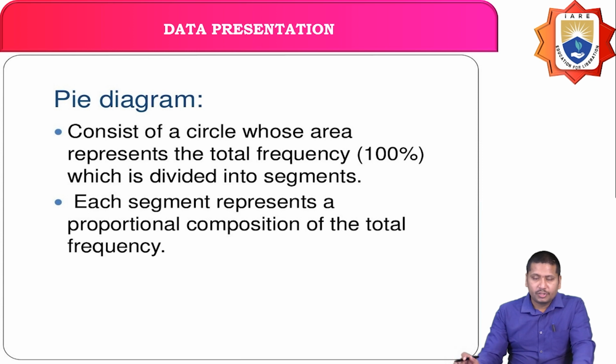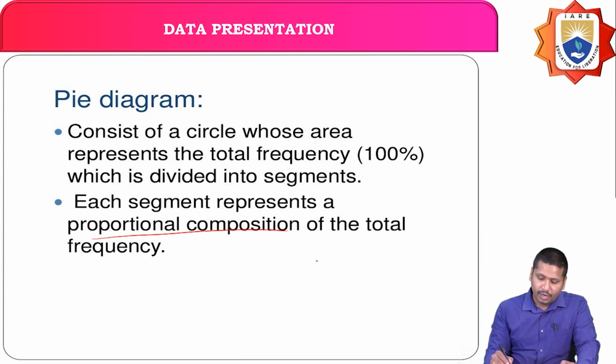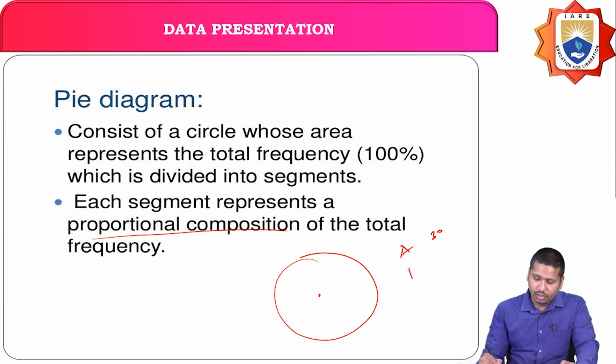Next, another way of representing the data is the pie diagram. It consists of a circle whose area represents the total frequency, which is divided into segments, and each segment represents a proportional composition of the total frequency. So for the pie diagram, you have to construct it based on the values. Let variable A be 30 percent, variable B 25%, variable C 25%, and D 20%.